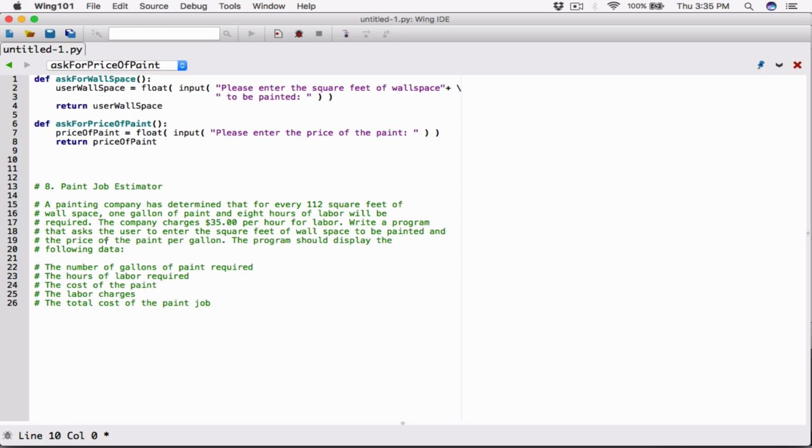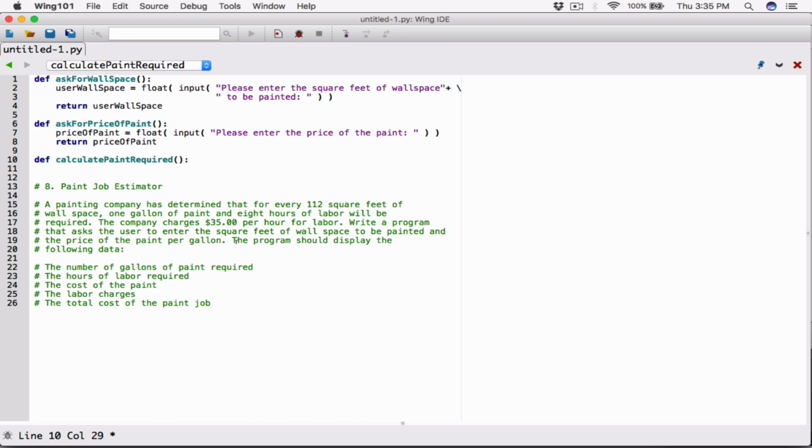So let's figure out what we have to do next. We have to calculate the number of gallons of paint required. So we have to use the parameters here to calculate the number of gallons of paint required. So let's create a function and call it calculate paint required. This means calculate the number of gallons of paint required, right? But I'm just typing it. Calculate paint required.